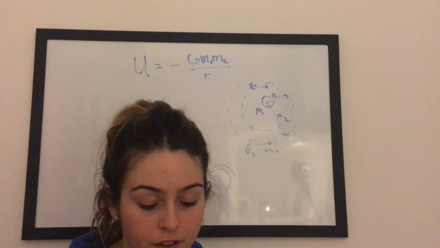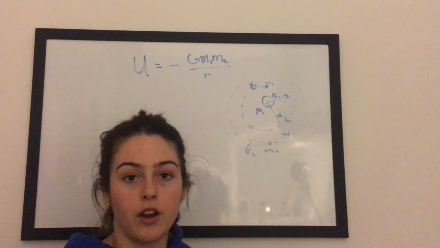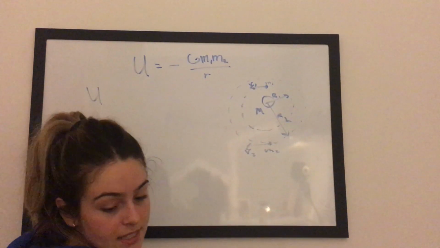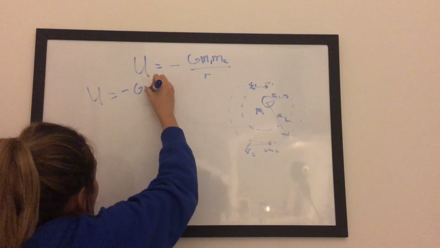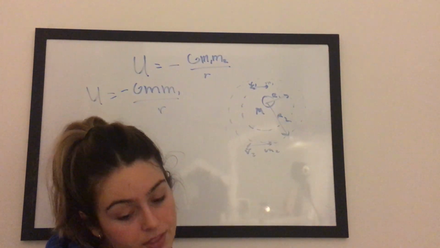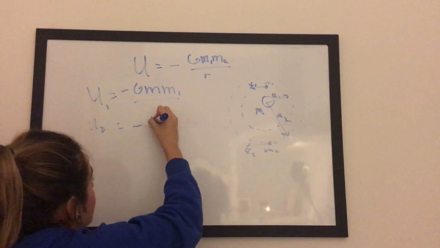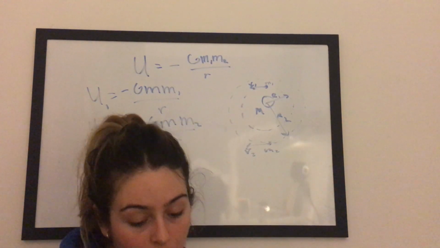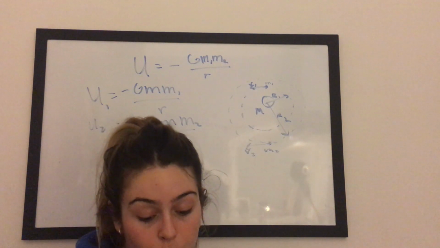So the potential energy of a planet of mass M and a mass m1 system separated by r is given as U1 is equal to negative G M m1 over r, and then U2 is equal to negative G M m2 over r. Again, we're looking for the ratio of U1 over U2.